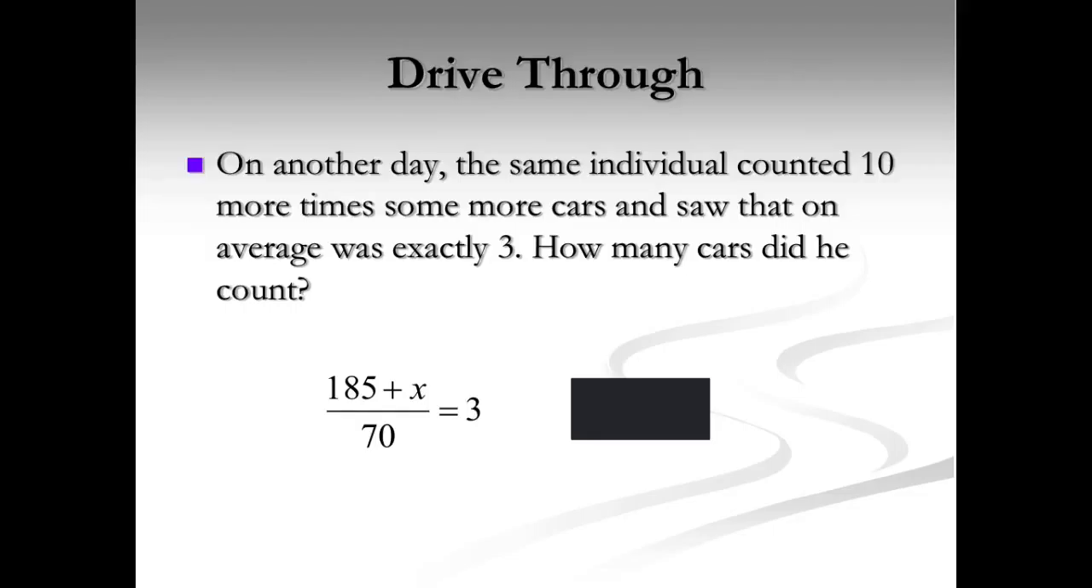The first day, if we took our numbers and added them together, we would have that he counted a total of 185 cars, and he counted 60 times. If you combine that with the 10 more times he counted the second day, now we have that he counted a total of 70 times, and we have a different amount of cars on the second day. We're trying to solve for that x value.